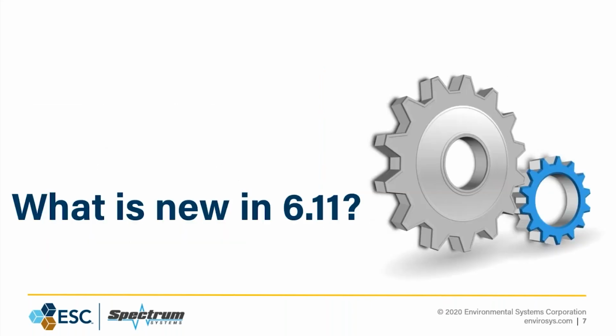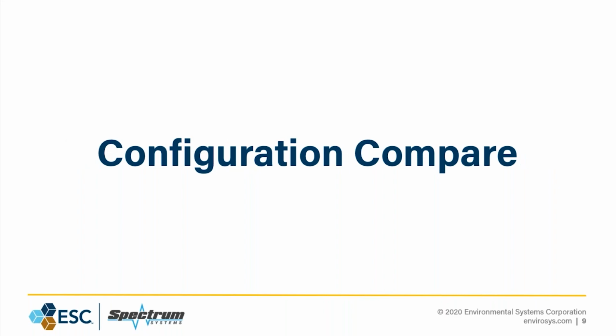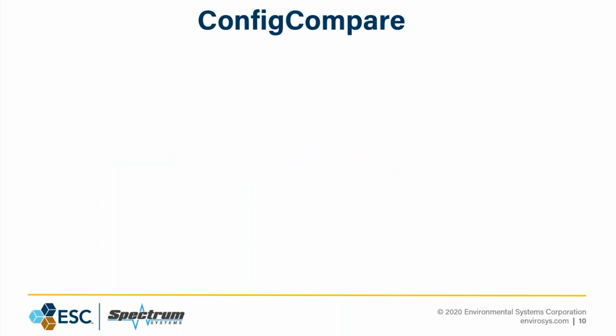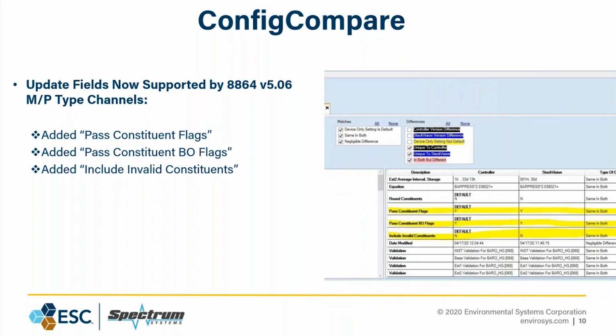So on to the good stuff. What is new in 6.11? Starting with the enhancements featured in 6.11, configuration compare. In the config compare, there was an update: fields now supported by 8864 framework firmware version 5.06 for the M-type and P-type channels were added.